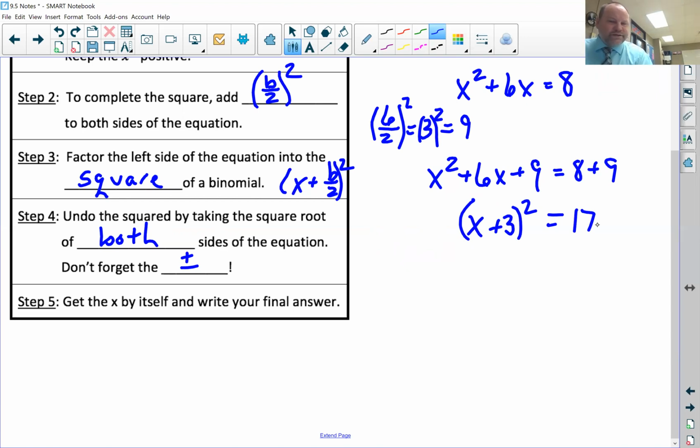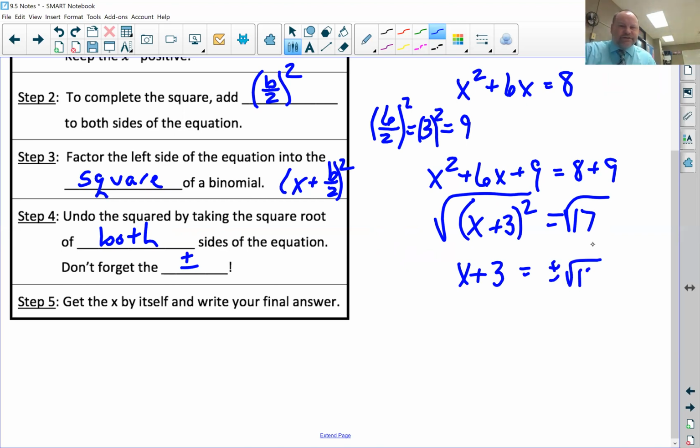Undo the squaring by taking the square root of both sides. On the left-hand side, the square root of something squared is just that thing that's being squared. So I get x plus 3. On the right-hand side, I get plus or minus the square root of 17.